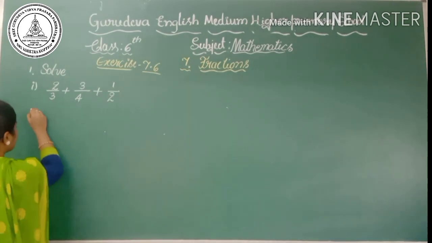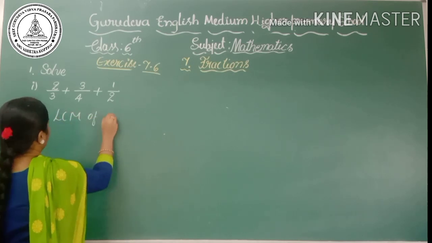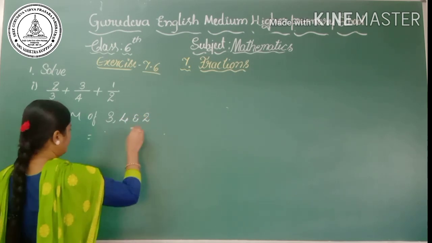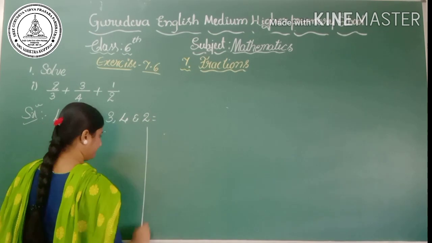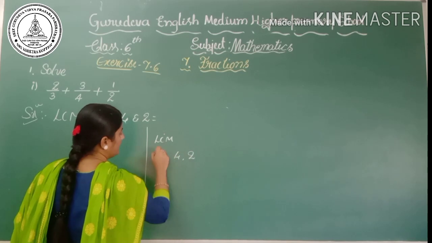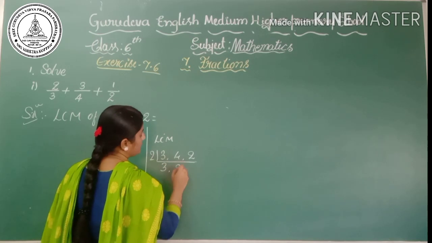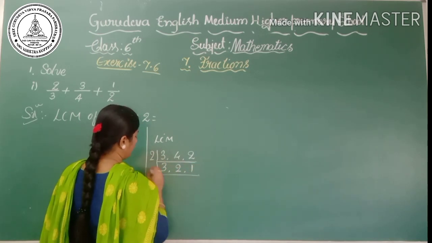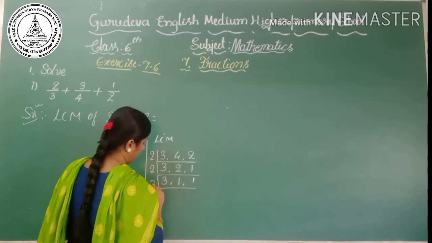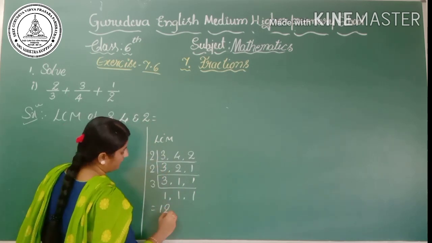First take the solution. LCM of 3, 4 and 2. Take the smallest prime number 2. 3 cannot be divided, write it as it is. 2 twos are 2, 2 ones are 1, and again 2, 3 as it is. 2 ones are 1, then 3, 3 ones are 1, 1 one. So 2 twos are 4, 4 threes are 12.